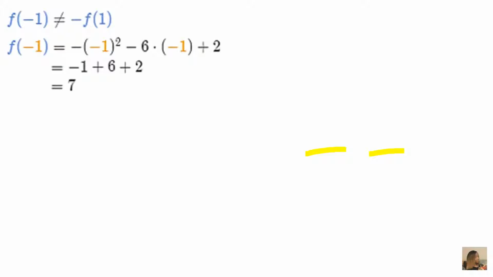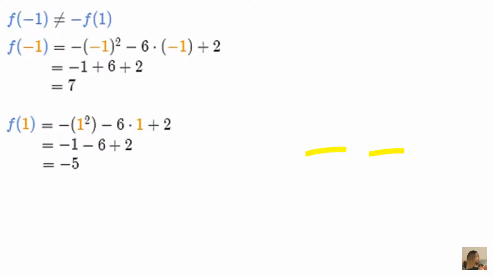Now, what about negative f of 1? First, let's start off by solving for f of 1. f of 1 is equivalent to negative 1 squared minus 6 times 1 plus 2. After combining terms, we get that negative 1 minus 6 plus 2 is our reduced equation, and this simplifies to negative 5. If we were to negate this negative 5, we would get positive 5.